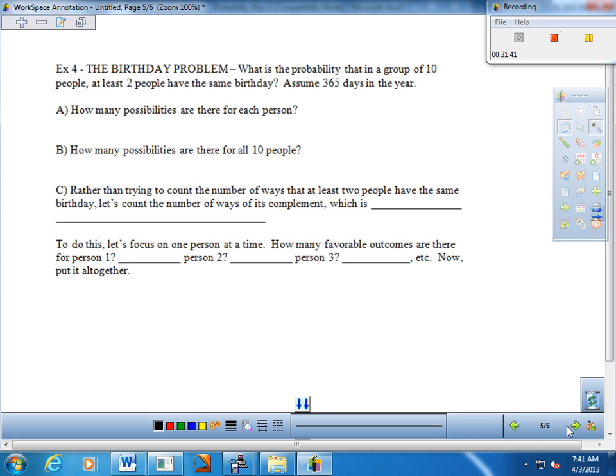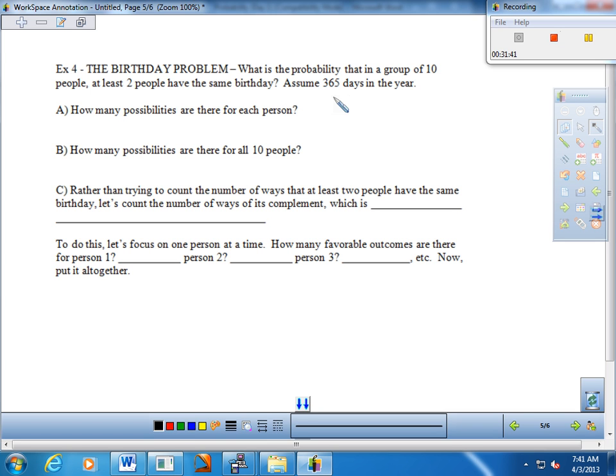And it says, what is the probability that in a group of 10 people, so picture you and 9 other people, out of those 10 people, at least 2 people have the same birthday? And we'll skip the idea of leap day, so 365 days in the year. All right, well, let's see if I can break this down for you as best as possible. And then if you have questions on it, just please let me know. So let's check this out.